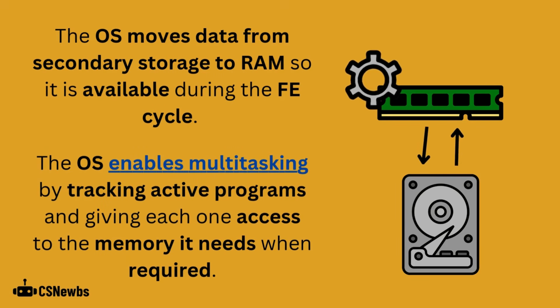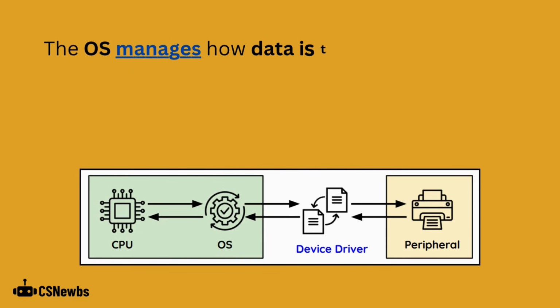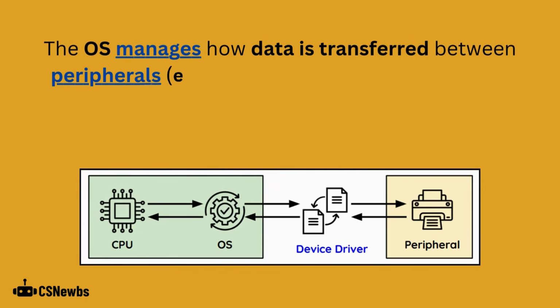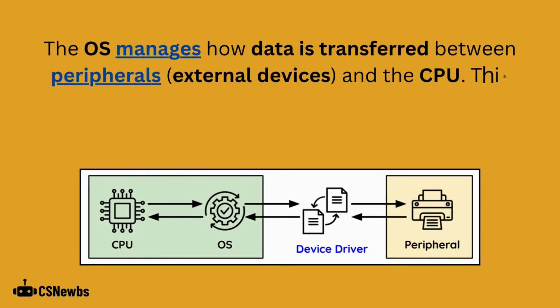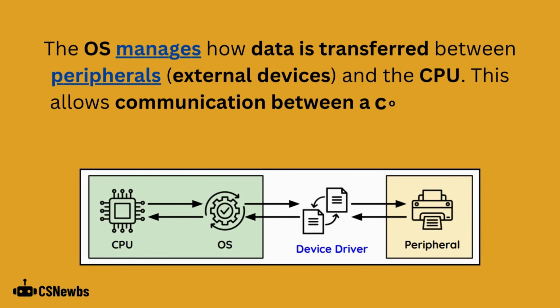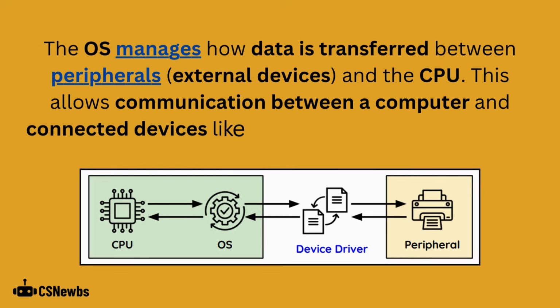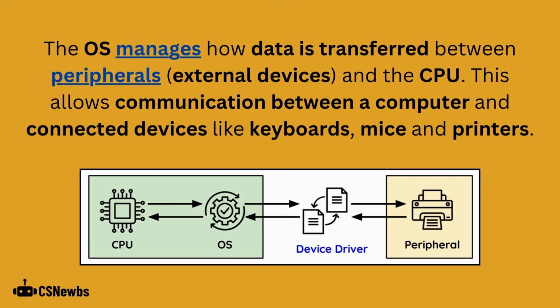when required. The operating system manages how data is transferred between peripherals, the fancy word for external devices, and the central processing unit. This allows communication between a computer and connected devices like keyboards, mice, and printers.